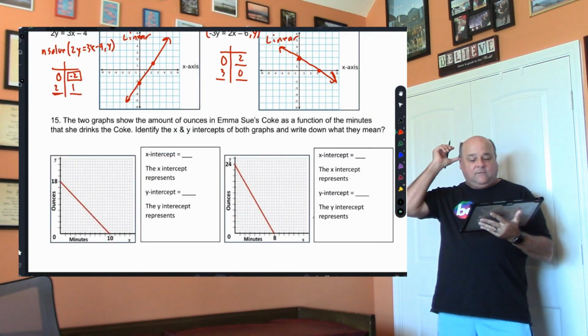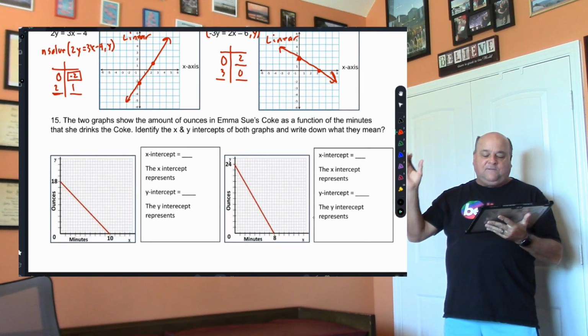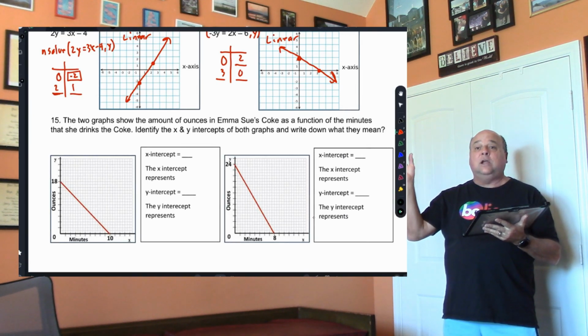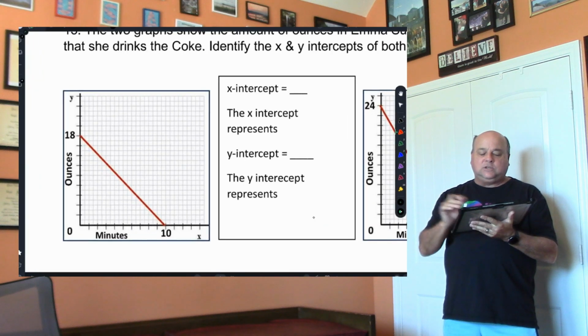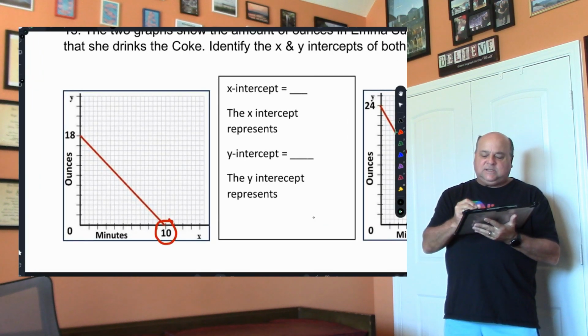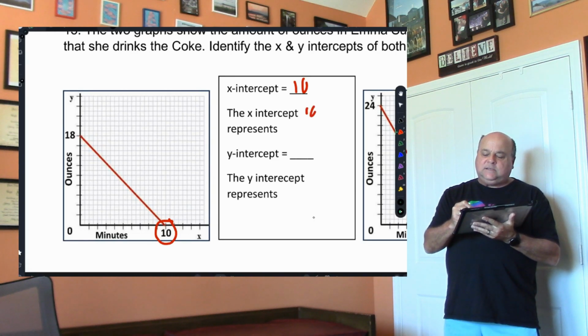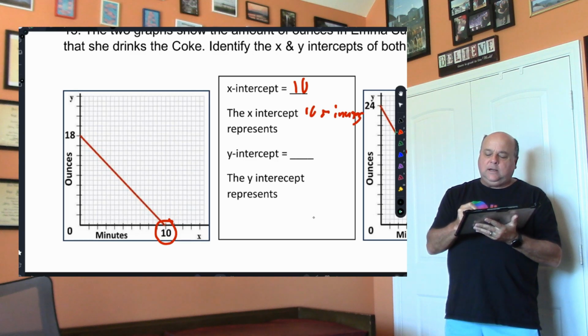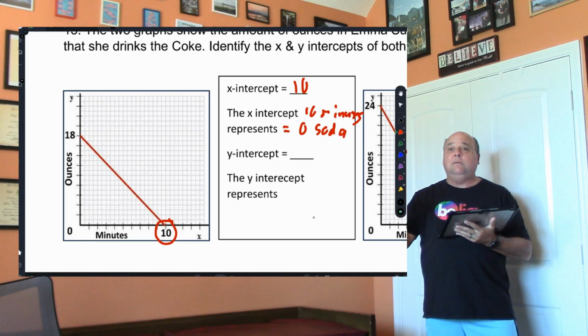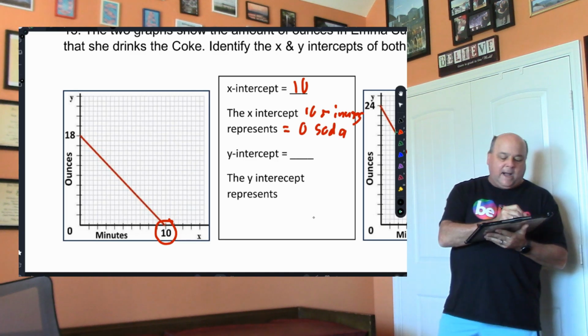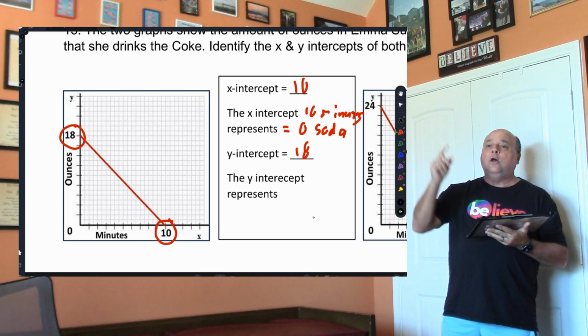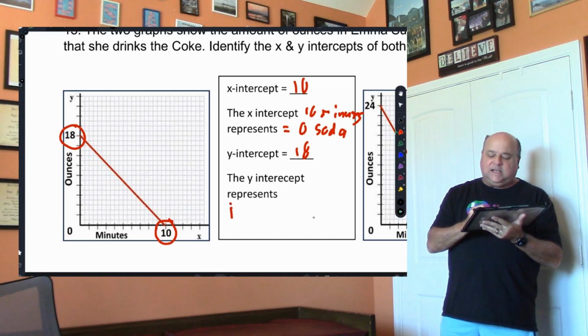Okay, the 2 graphs show the amount of soda in ounces and minutes. Identify the x and y intercepts of both graphs and write down what they mean. Okay, so let's go over here. Our x-intercept is 10. The x-intercept represents 10 minutes. She runs out of soda, right? Equals 0 soda. Or after 10 minutes, she drinks all the soda. The y-intercept is 18. And on your test, it's the starting amount. On your test, it's the initial amount of soda.